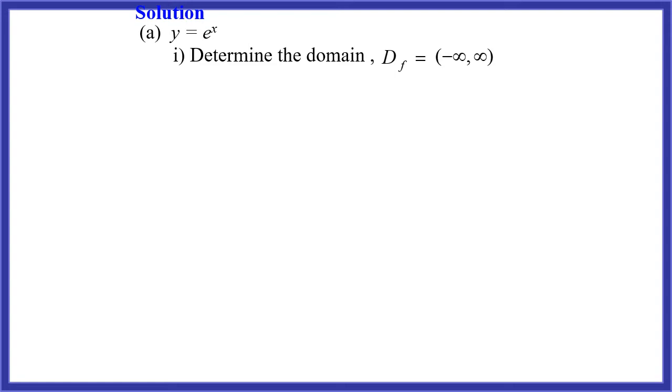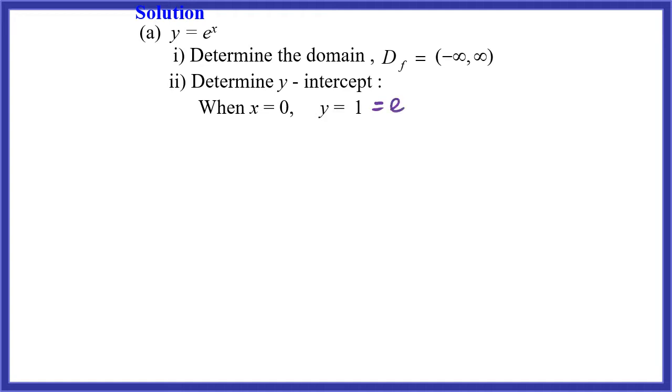And then we find the y-intercept, when x equals 0. So y equals e to the power of 0, which is equal to 1. So the intercept will be (0, 1).